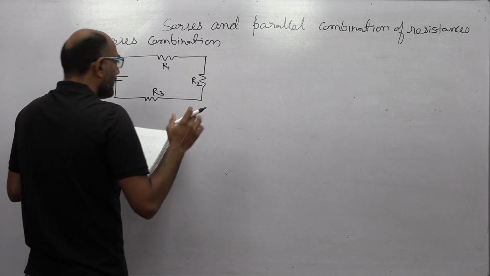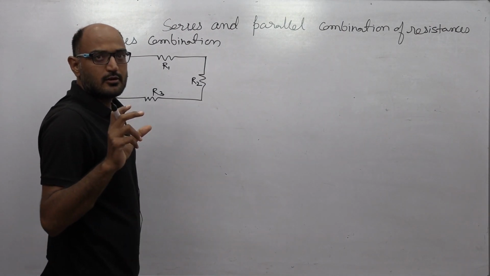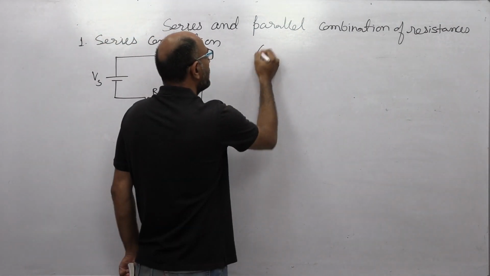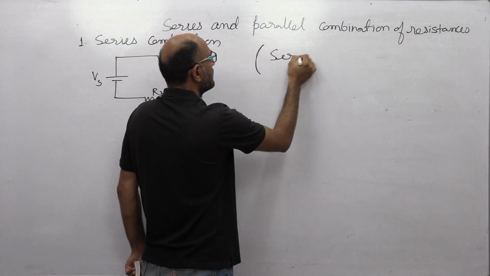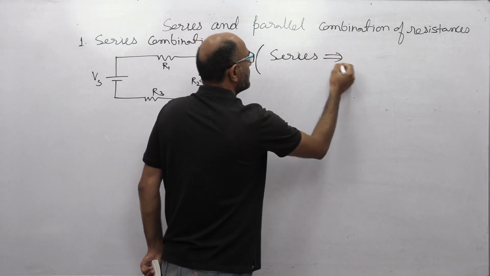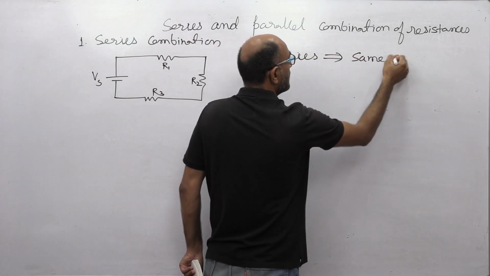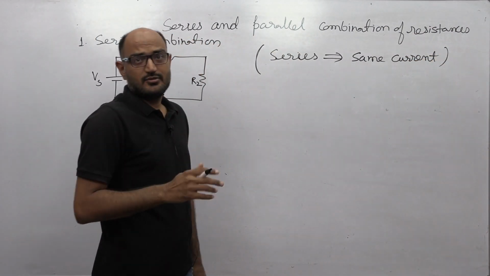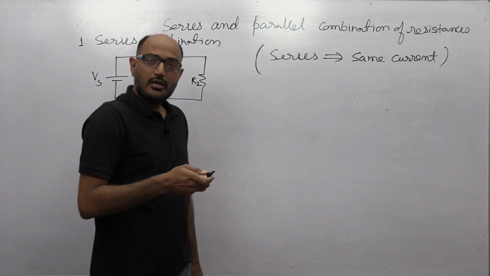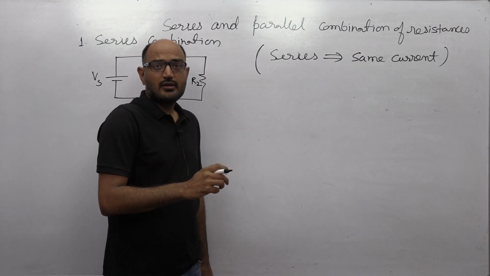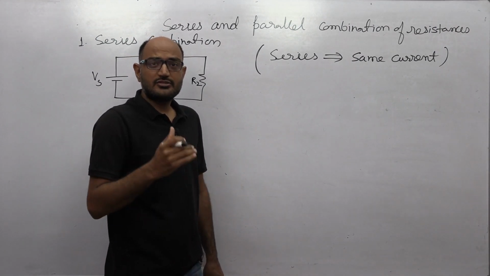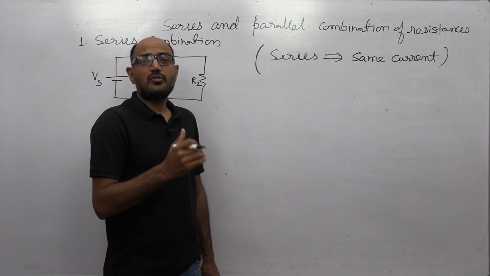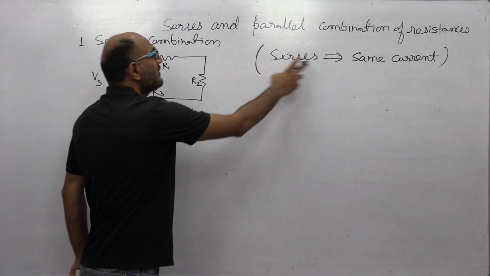So what is the main point which makes them in series, that you should always remember: series means same current. Any two components in an electronic circuit are in series, it means they are sharing the same current. The same current is flowing through all elements which are in series. So series means same current.